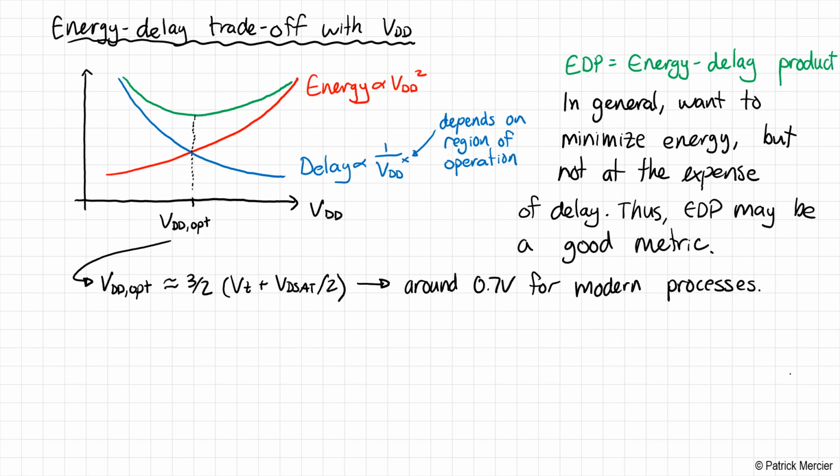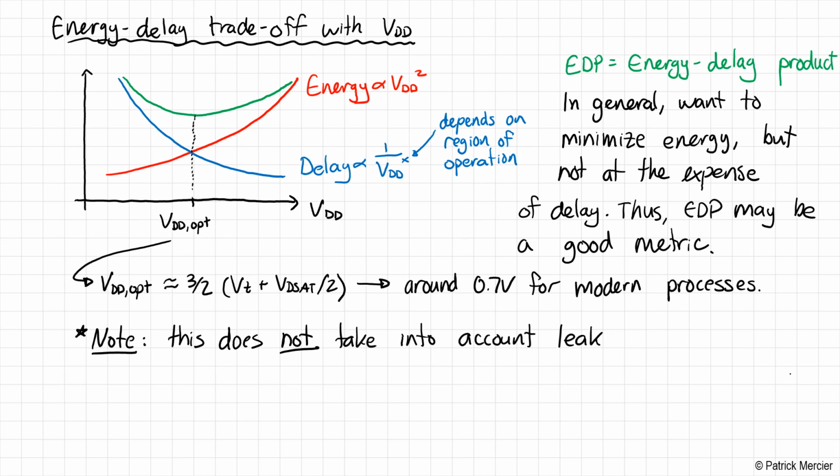Okay, so I do want to make one asterisk note here, because you will see a plot that looks somewhat similar to this later. This does not take into account leakage power. So as it turns out, that energy curve, that's only considering switching energy. It does not include any aspects of leakage power.